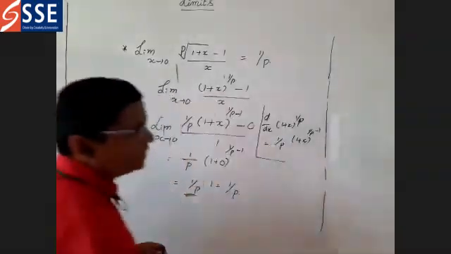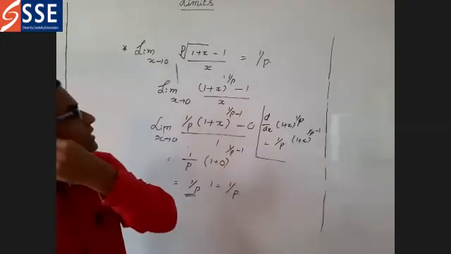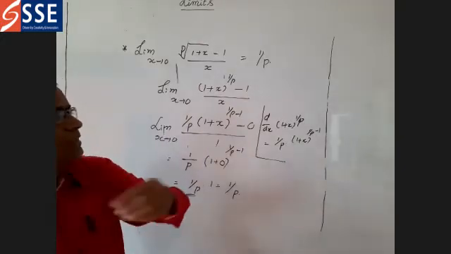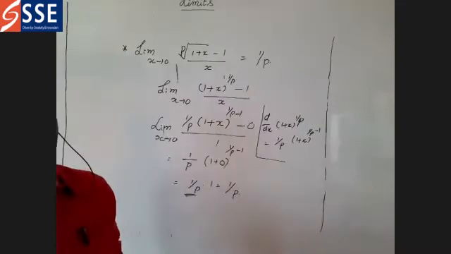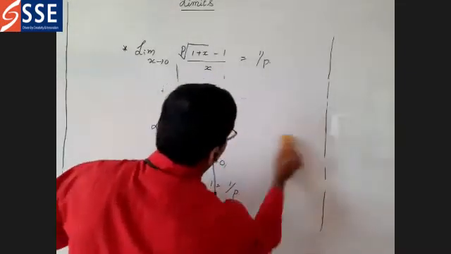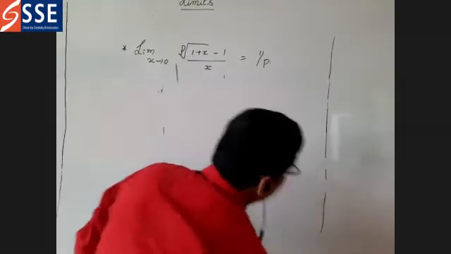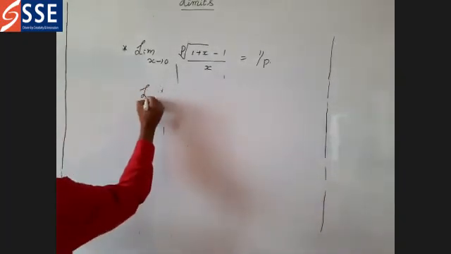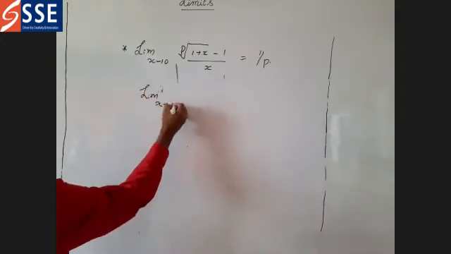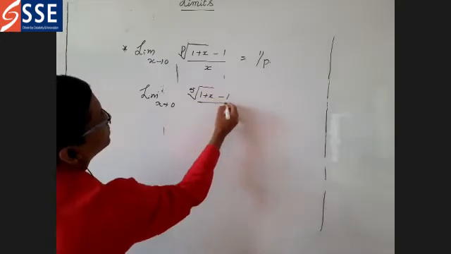So here, see here, limit x tends to 0, pth root of 1 plus x minus 1 divided by x is equal to 1 by p is the answer. So now we can go to do the problem. Now you see here, limit x tends to 0, fifth root of 1 plus x minus 1 by x.